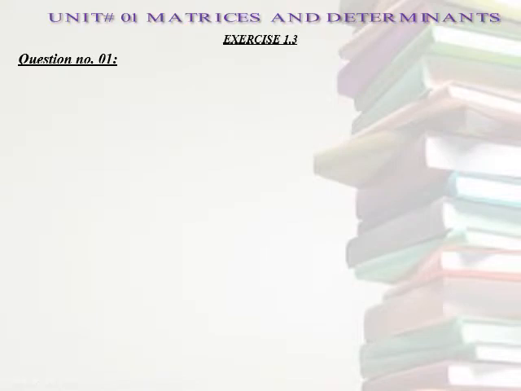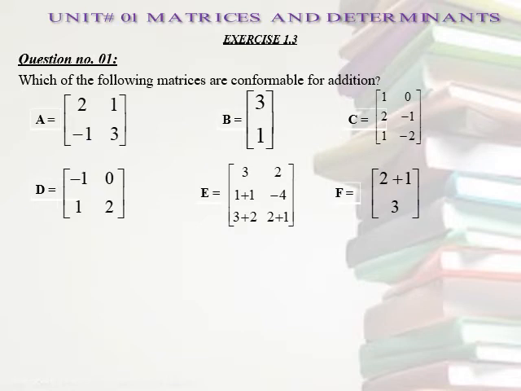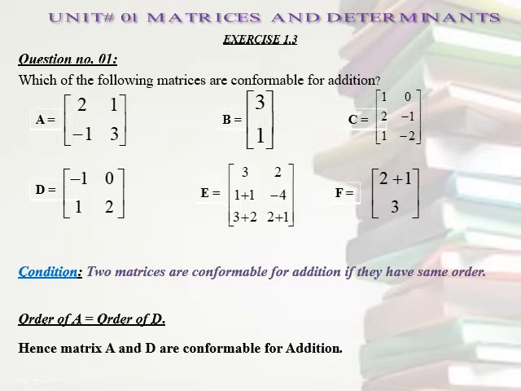This is question number 1 of exercise 1.3. Which of the following matrices are conformable for addition? These matrices are given in your exercise. So to solve this question, you need to keep this condition in your mind, that two matrices are conformable for addition if they have the same order. I am doing one for you and you do the rest of the parts by yourself. Students, as you can see that the order of matrix A is equal to the order of matrix D, that is 2 by 2. So matrix A and D are conformable for addition.